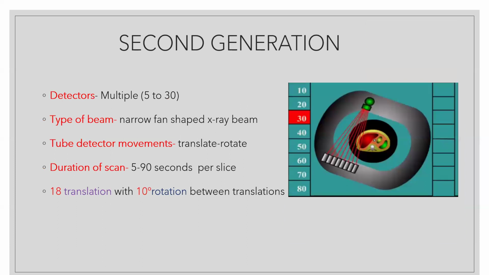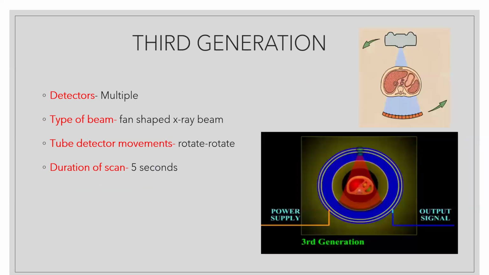Coming to the second generation, here multiple detectors are available. The source is single. Here we have a narrow fan-shaped X-ray beam, and the tube and detector movement is translate and rotate. Here the duration of a scan is 5 to 90 seconds per slice, and there are 18 translations per 10-degree rotation between the translations.